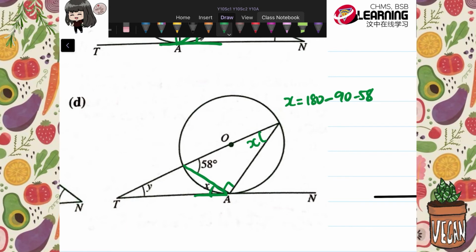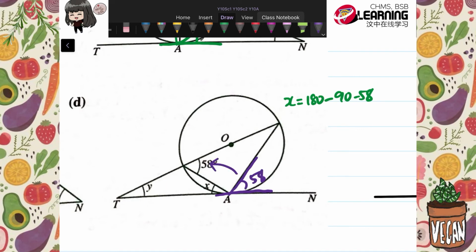Okay, or if you can see in another view, this tangent and this chord, this one is also 58 because the alternate angle is here 58. So here is also 58 and here is 90. So x, straight line here, 180 minus 90 minus 58, you will still get the same answer. Alright, so after you found this x, then you can find this y, because you can find this angle over here first.